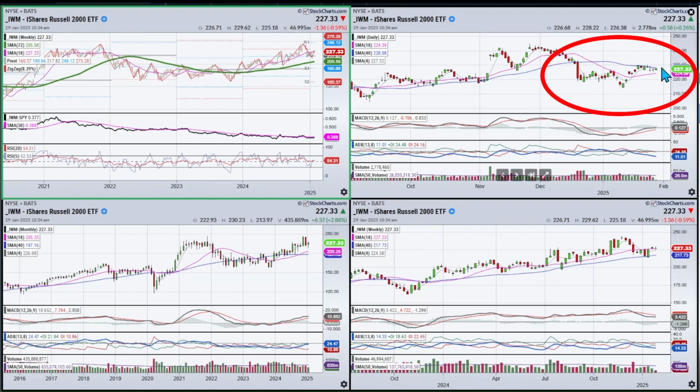I do think the key level to watch is this 230. If we can make a higher high with a strong bar to the upside, we'll recover this big red bar to the downside on the daily and make a little higher low. I think that would be a pretty good sign. So that's kind of the first thing I'm on the lookout for.